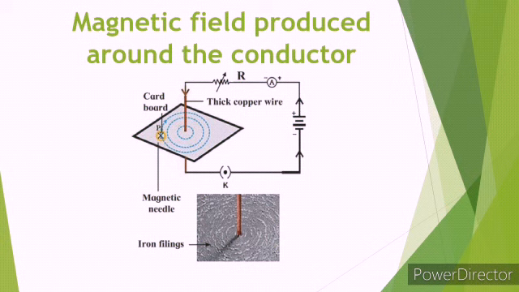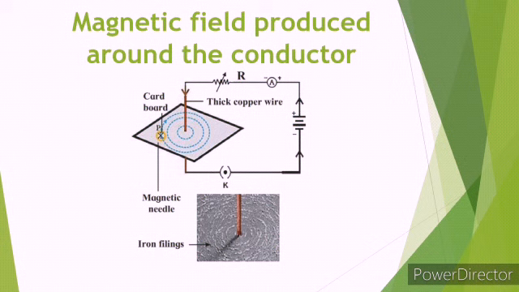around the conductor. The intensity of the magnetic field depends on the current through the conductor and the distance from the conductor. If the current through the conductor is increased, the intensity of the magnetic field increases. And if the distance from the conductor increases, the magnetic field reduces.